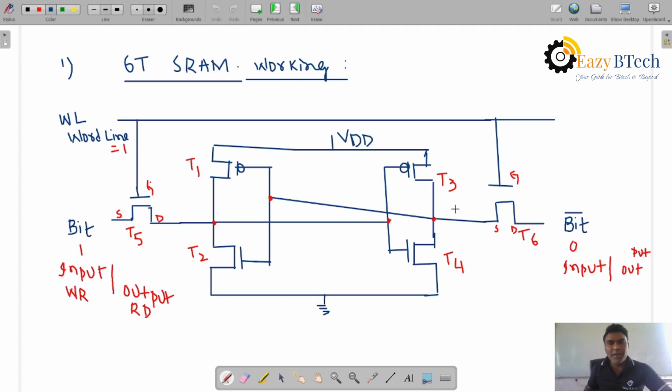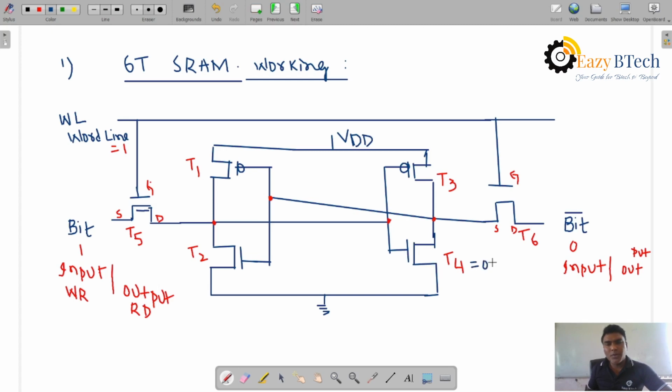Now what happened? T5 and T6 are on, and the data passes through bit and bit complemented, which act as input and output lines, right into the memory cell. If bit is equal to 1, bit complement is 0. Now bit equal to 1 is passing through, and the path is established from source to drain, connected to T4. So T4 is on, which holds the 1 bit data.